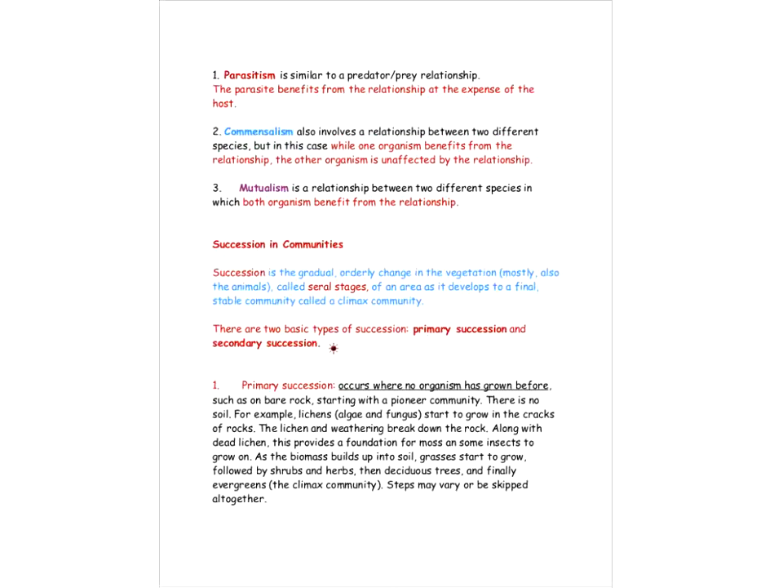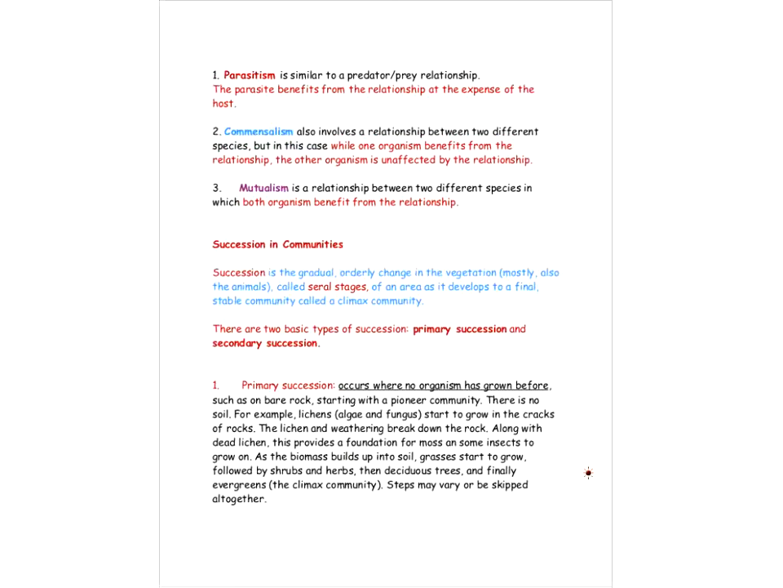There are two different types of succession: primary succession and secondary. The main difference is that primary succession is where no organism has ever grown before. If you're looking at something like bare rock, that's where primary succession is going to take place. Lichens are going to grow on the rock and break it down, and that's going to provide a foundation. As soon as you start breaking down the rock, it produces soil, and then eventually you're going to build up to a climax community.